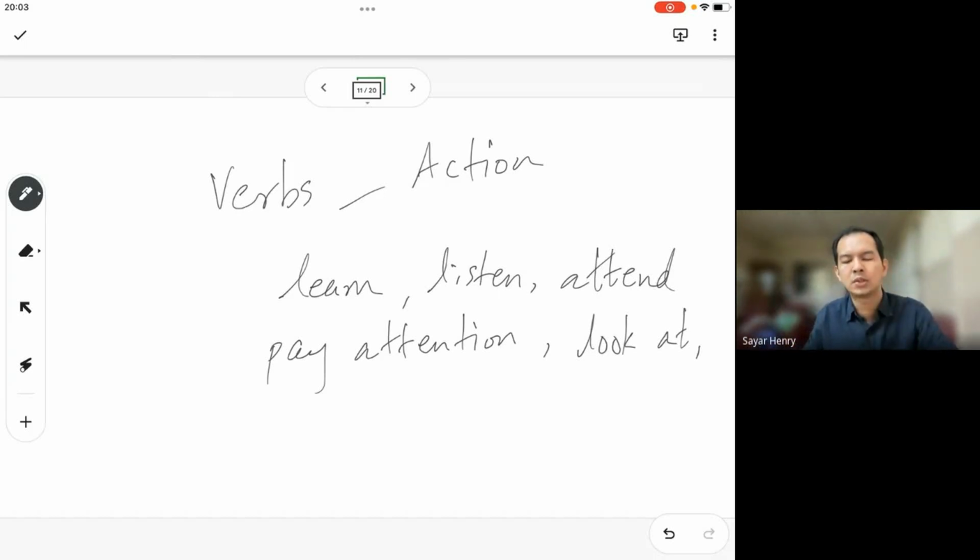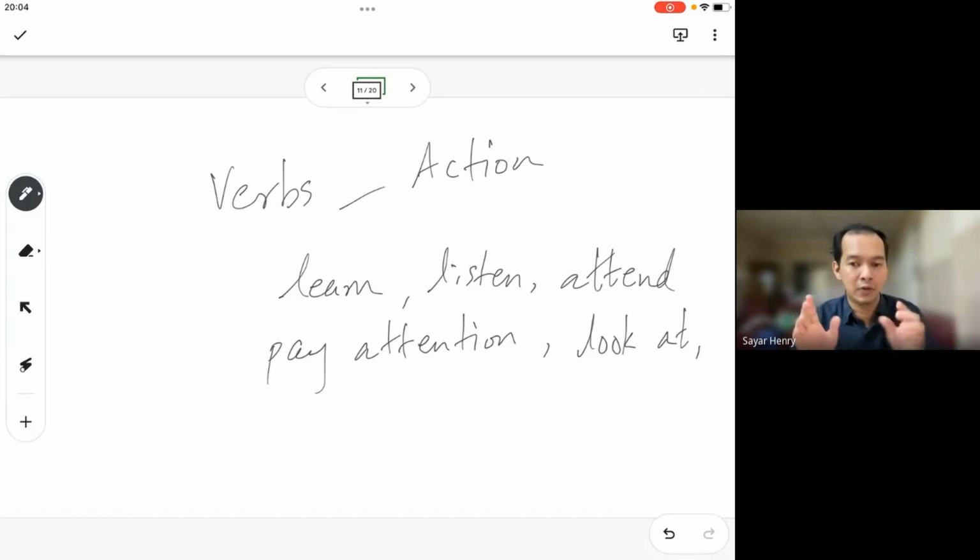So what I want you to do is to right now look at the table or wherever you are joining from. Look around you, and maybe there's a table, a desk, some bottles or cups or whatever there is. Take a look at these and try to come up with as many verbs as you can, and then you will write them in the chat.